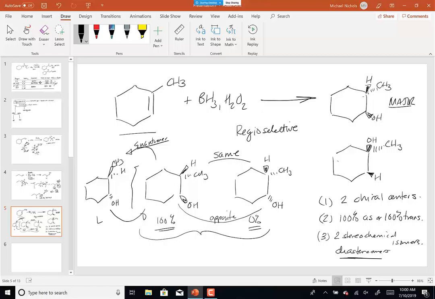So now I can make an H and an OH Markovnikov or anti-Markovnikov. The added advantage of making an anti-Markovnikov is I now have control to add the H and the OH cis. Can I do this anti-Markovnikov and make the H and the OH trans? No. Not yet. Or at all.